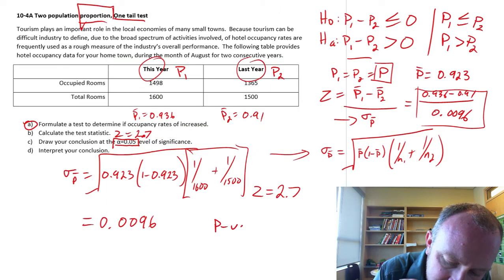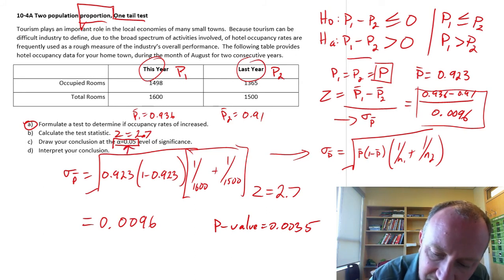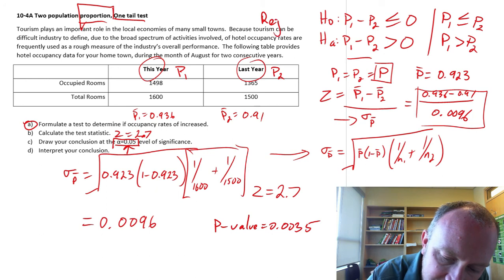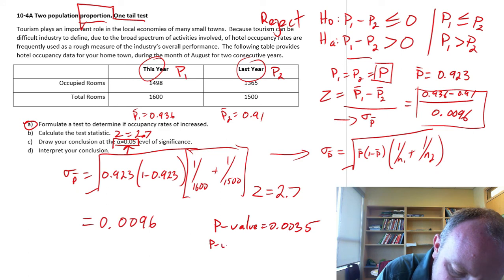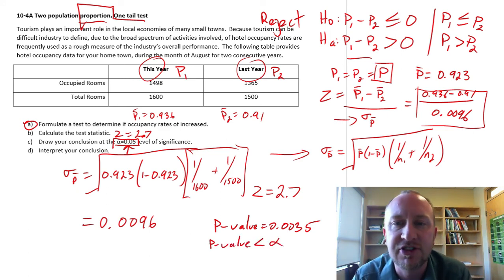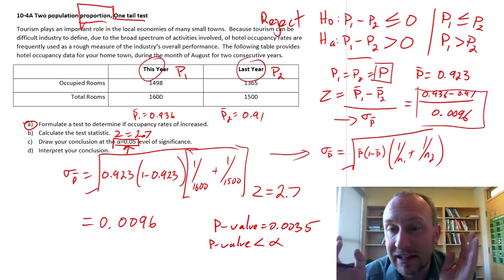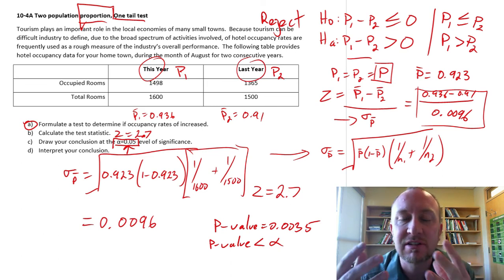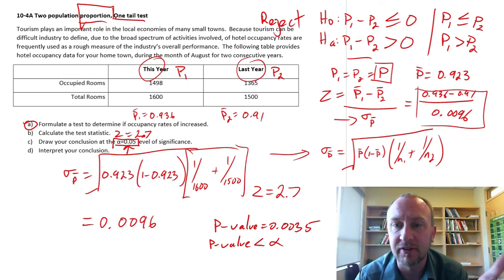So our p-value is 0.0035. Now comparing that to the level of significance that has been given, we can comfortably reject that null hypothesis because our p-value is less than our level of significance. So here we can reject it. I have sufficient evidence that supports the alternative hypothesis, meaning that it does appear as though we have seen an increase in hotel occupancy rates between these two months of August.